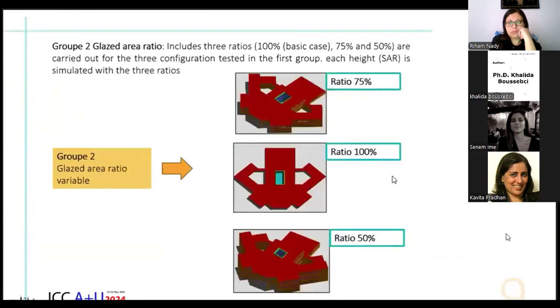For the second group, glassed area ratio, it includes 3 ratios, 100% for the basic case, and 75% and 50% are carried out. So for the 3 configurations tested in the first group, each SAR is simulated with the 3 ratios.